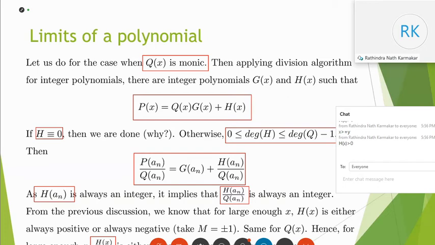So we can sum it up in this one statement: h of x is either always positive or always negative, not necessarily for all x, but for large enough x. That is, there is a y such that h of x is greater than 0 for all x greater than or equal to y, or h of x is less than 0 for all x greater than or equal to y. Do you follow this part of the argument?